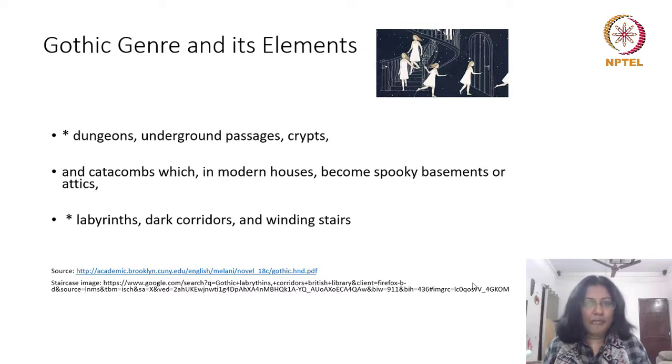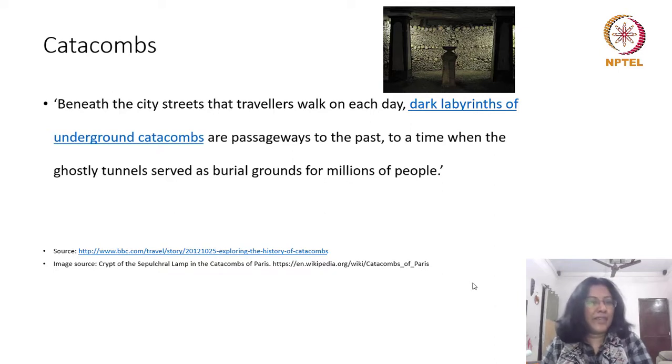And the popular Gothic novel kind of expands on all these Gothic attributes that we see are part of this genre. So what is a catacomb? It was referred to in the previous slide. Catacombs refer to these underground passageways, and these are tunnels and also served as burial grounds for millions of people in the ancient times. So that's what catacombs mean, underground passages, which could be used as burial grounds. And there's an example of a catacomb. The image on the slide is a reference to that.